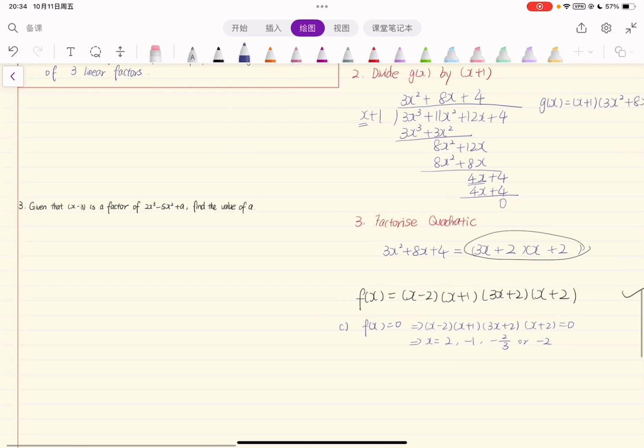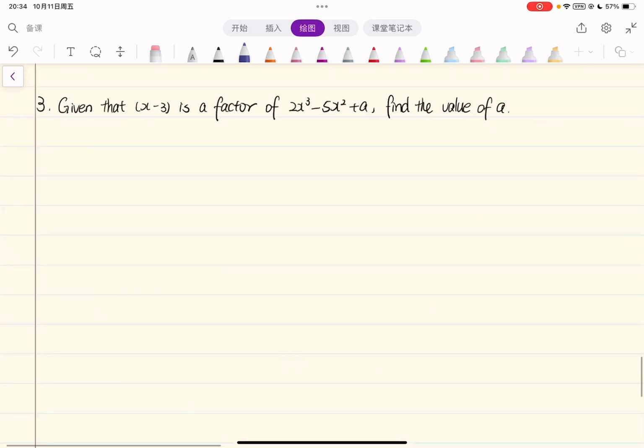Now let's move on to question 3. Given that x minus 3 is a factor of 2x cubed minus 5x squared plus a, find the value of a. Firstly, let f(x) equals 2x cubed minus 5x squared plus a. Since the question said x minus 3 is a factor of f(x), which means f(3) equals 0.